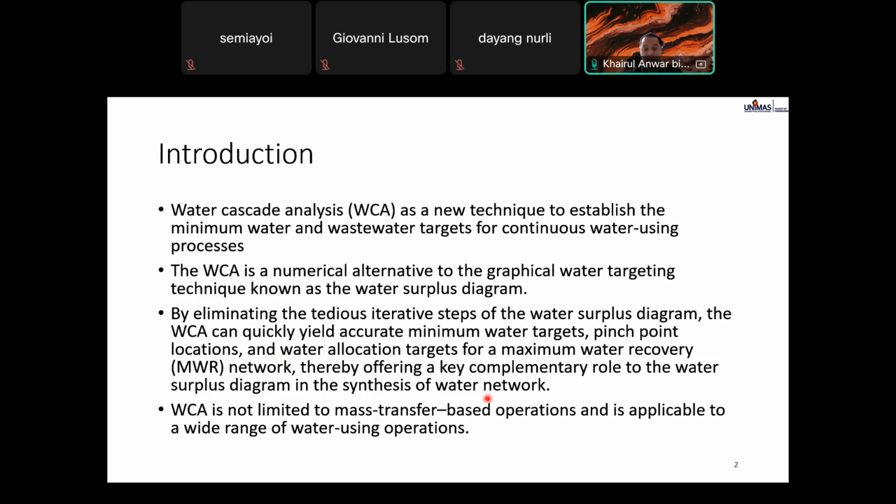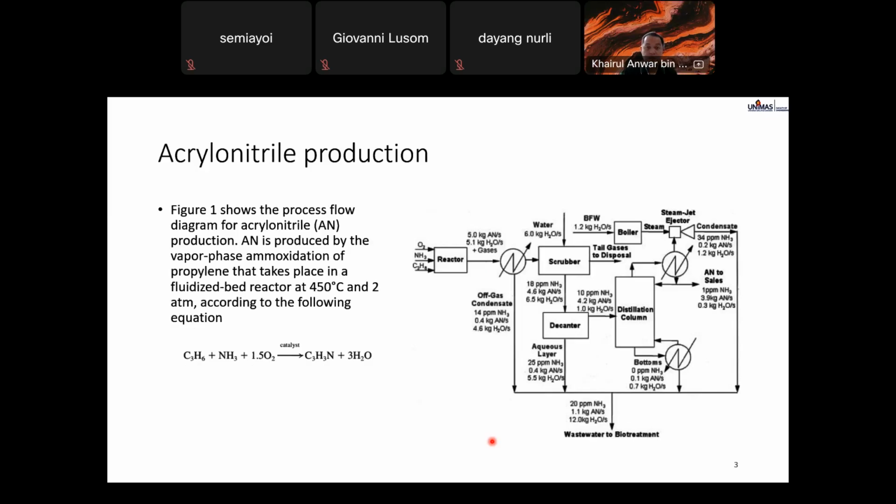This is the water network. Last week we learned about mass transfer and non-mass transfer based operations, but it's not limited to mass transfer based operations. It's applicable to a wide range of water-using operations. Although in this case, it's a water cascade analysis.